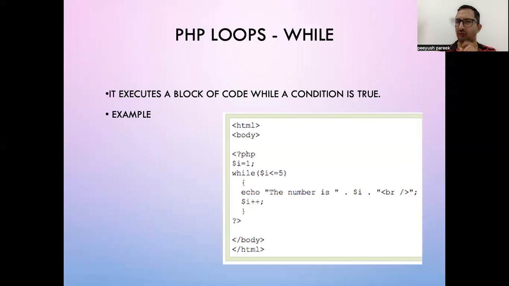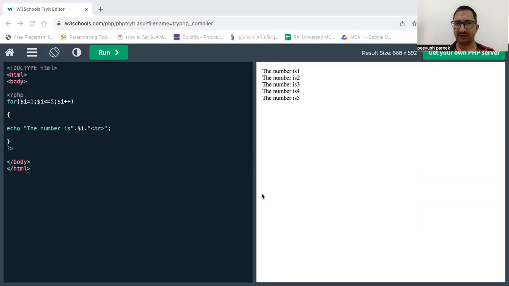Number one, the while loop. It is used to execute a block of code as long as the condition is true. See in this example, we have $i equals 1, while $i is less than or equal to 5, echo the number is $i, and $i is incremented by 1. We will check this in the code also. How can we write this?